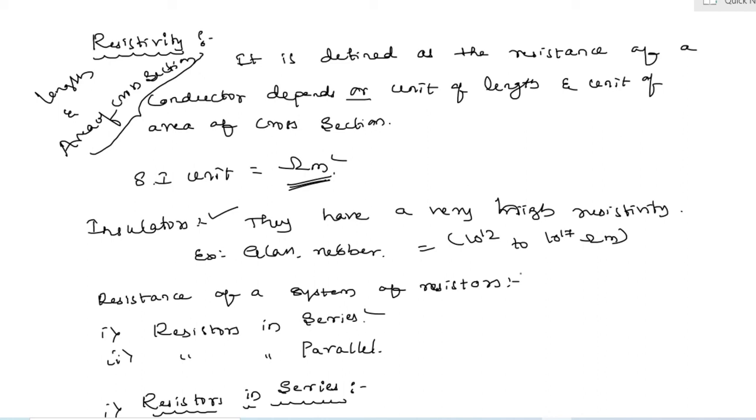Here tungsten is almost used exclusively for filaments of electric bulbs, whereas copper and aluminum are generally used for making electrical transmission lines. First of all, my dear students, alloys.